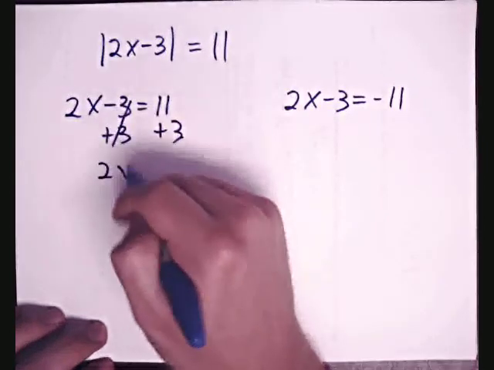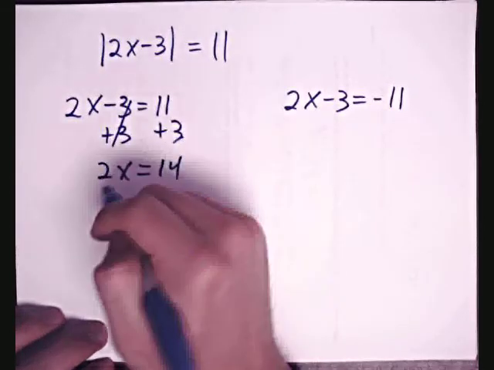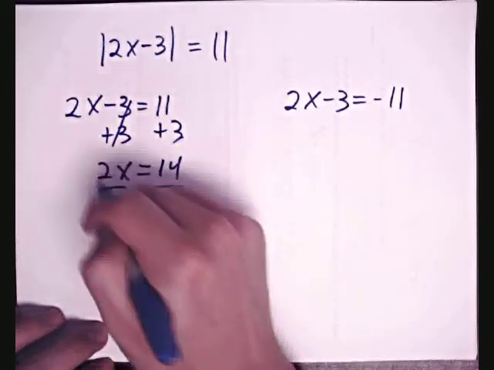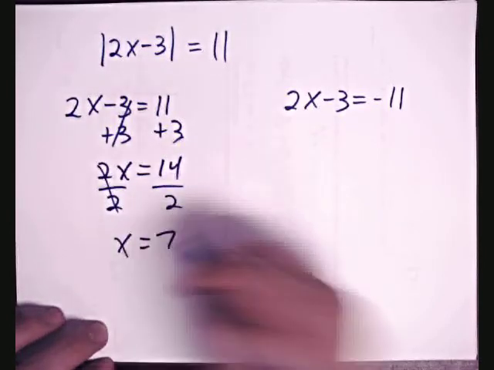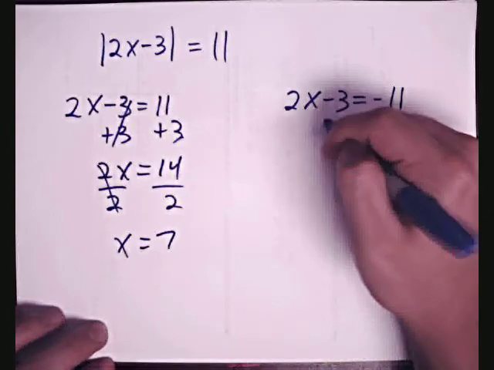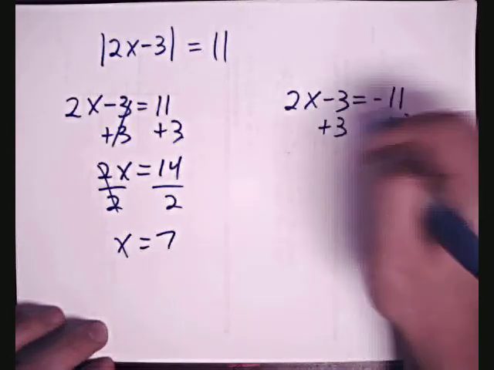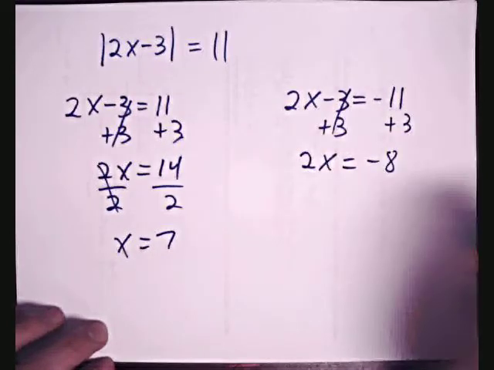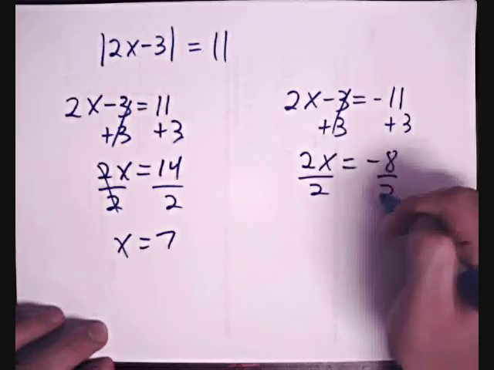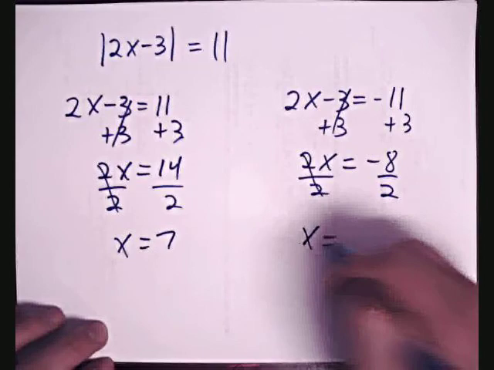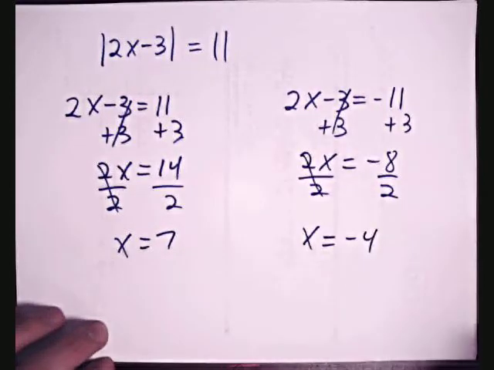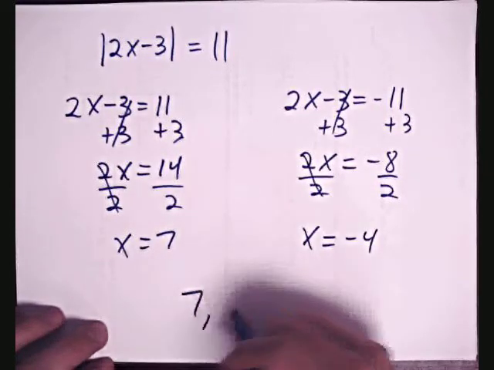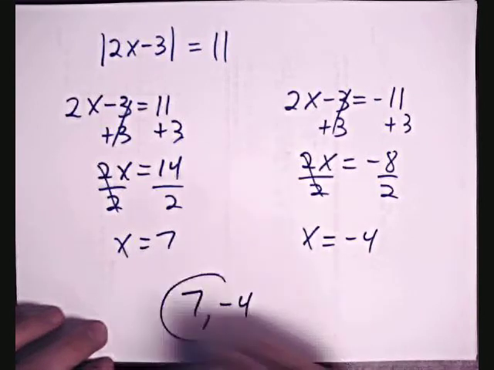Add 3. 2x equals 14. Divide by 2. And x equals 7. Likewise on this one, add 3. This time, though, we have -11. So -11 plus 3 is -8. Divide by 2. And -8 divided by 2 is -4. So my solution set is 7 and -4.